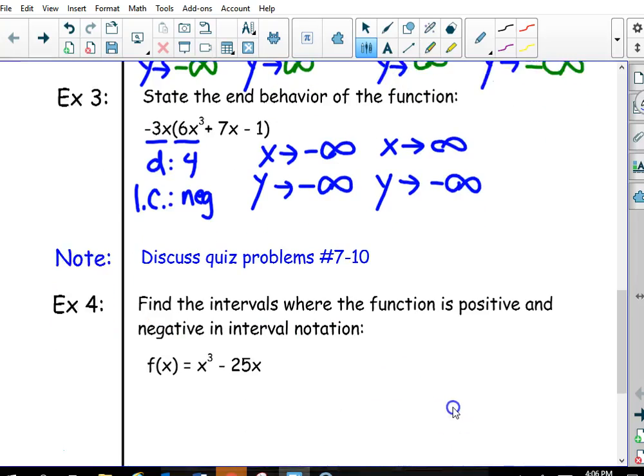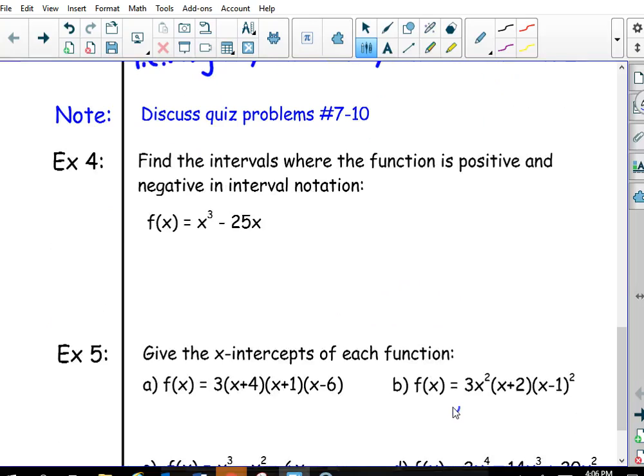Okay, back to example 4. And as usual, if you have questions, just ask on those 4 problems. Find the interval where the function is positive and negative in interval notation. All right, well, let's factor it. And I'm going to throw in a 0 because the zeros are where it goes from positive to negative. And I get x equals 0 and negative 5 and positive 5, because x squared minus 25 can be factored to x plus 5, x minus 5.